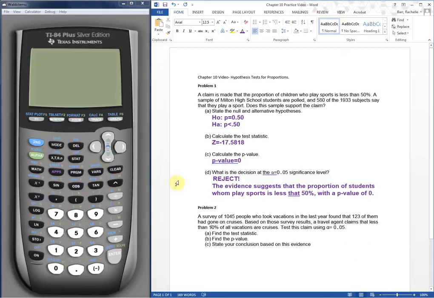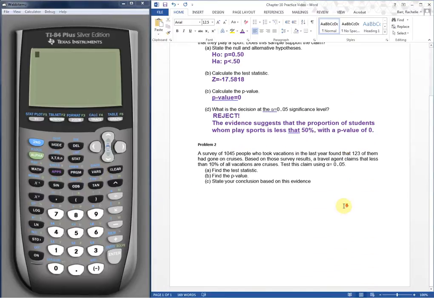Okay, so let's move on to the travel agent. A survey of 1,045 people who took vacations last year found that 123 of them had gone on cruises. Based on these cruise results, the travel agent claims that less than 10% of all vacations are cruises. So I've got all this test stuff in here, and I really need to do those, don't get me wrong, but I really need some hypotheses. My null in this case is going to be that I think it's actually equal to 10%, because it's always a statement about equality. And my alternative is that, hey, I think it's less than 10%.